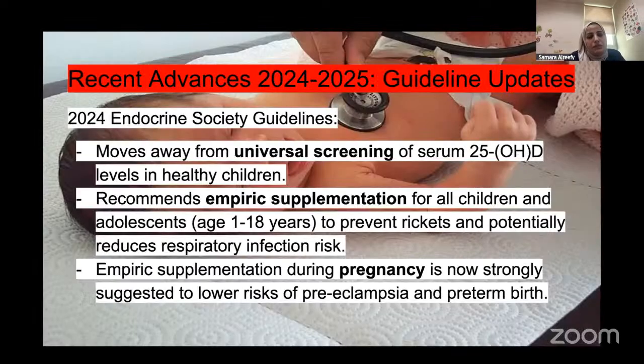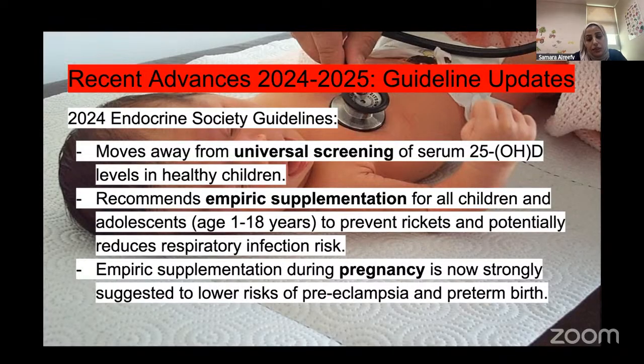What are the recent advances? I reviewed some of the guidelines, the 2024 Endocrine Society guidelines. It is now moving away from universal screening. So we are no longer screening healthy children for vitamin D levels. However, it is recommended to start empiric supplementation. So we do start the supplementation without doing blood tests for all children from age 1 to 18 years to prevent rickets and reduce the risk of respiratory tract infections.